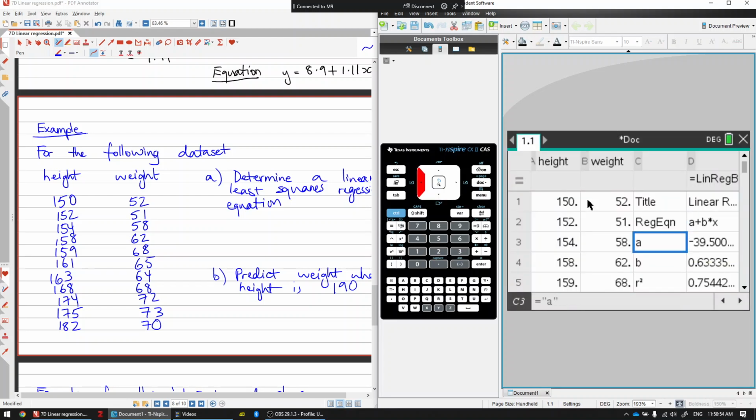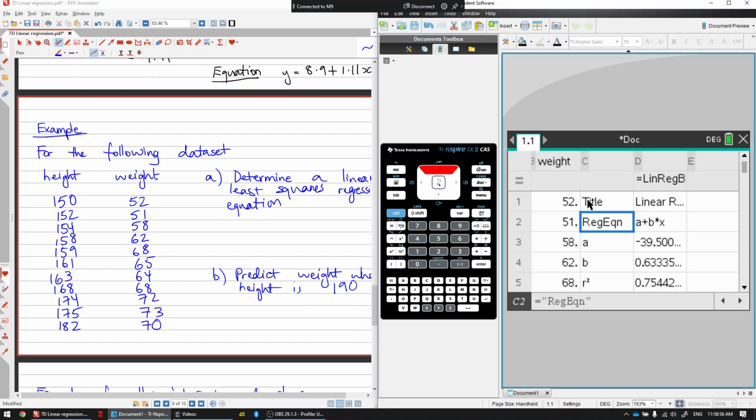You'll notice A plus BX, and the calculator has given us A and B. Notice we did not need to use the formulas, and the reason for that is the CAS has already done the calculation for us. So the only time you need those formulas is if you don't have the original data. Most of the time, you will actually do this, but I want you to know the formulas as well, because you need them next year.